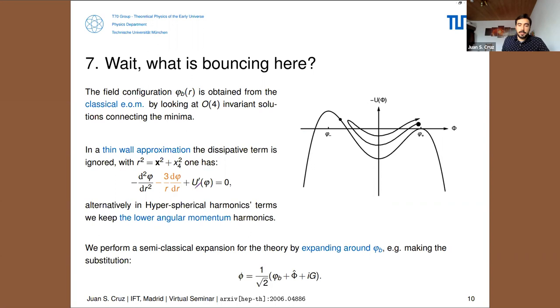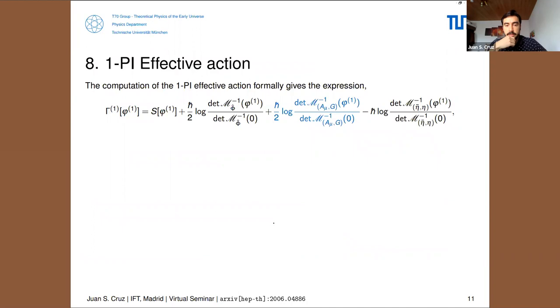Okay, so once you have a bounce, be it analytical or numerical, what you can do is expand your theory. You can take your scalar field and expand it around your background. So this is our bounce again. And we consider real fluctuations, which we will call phi hat, and a Goldstone direction. And if you do that and you consider your Lagrangian up to quadratic order, because you're considering just loops, then this is what it looks like.